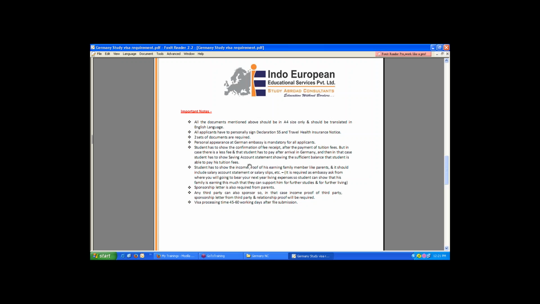A third party can sponsor the student, and in this case they will have to submit supporting documents like bank certificate, bank statement, income tax return, Form 16, ITR or salary slip, etc., with a relationship proof as well. Processing time is 1.5 months or 2 months, depends on a case to case basis.